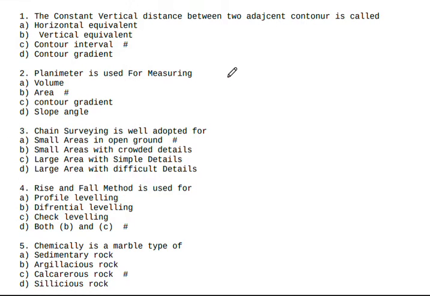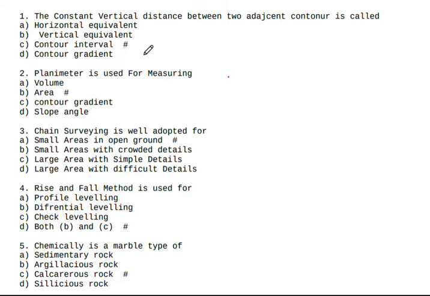Today we are going to study the objective questions for civil engineering, guys. So let's not waste time and start.